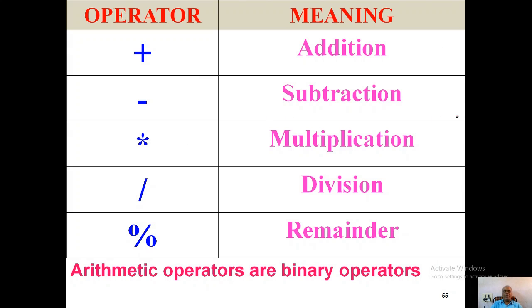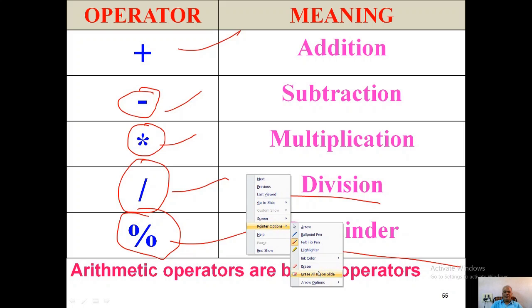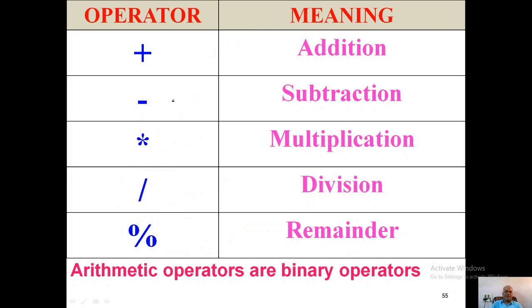Plus is meant for addition, minus is meant for subtraction, star is meant for multiplication, slash is meant for division, modulus is meant for remainder. So plus, addition; minus, subtraction; star, multiplication; slash, division; modulus is nothing but the remainder. So all these are the different kinds of arithmetic operations.